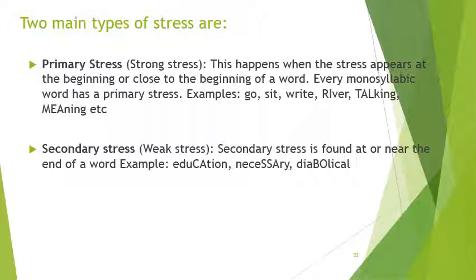And now secondary stress, which is also called weak stress, is found near the end of the word. For instance, education. Can you see? Necessary, diabolical. All these are weak stress because they are placed near the end of the words. So these are the two types of stress: primary strong stress and secondary weak stress.